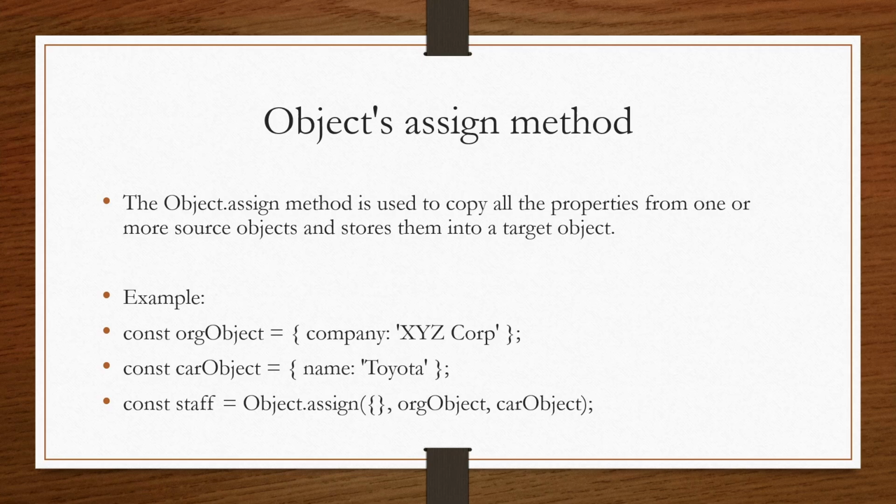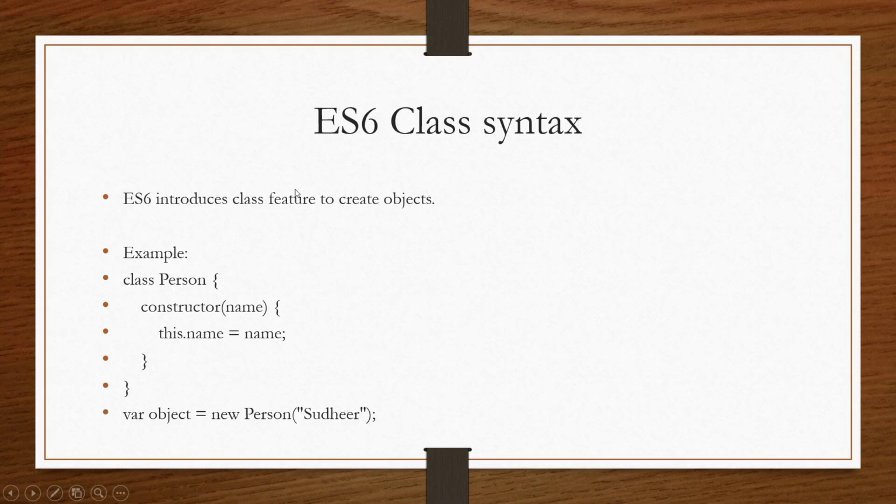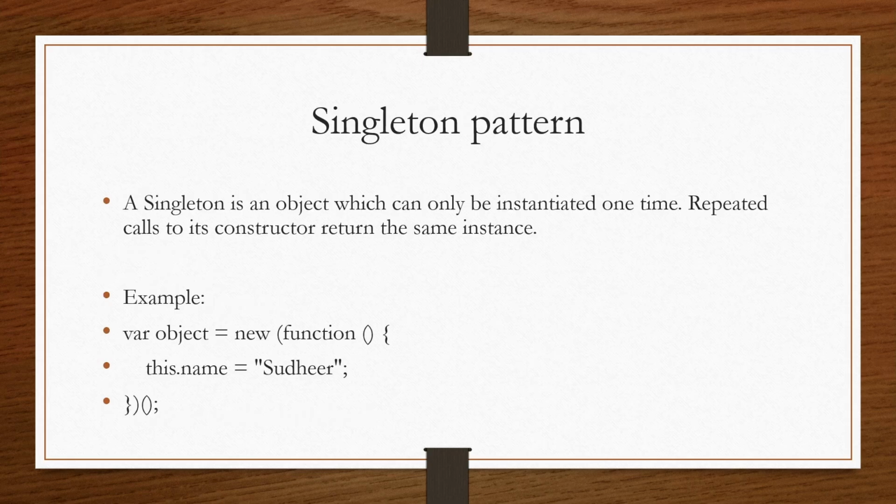Another method is the Object.assign method. This method copies all the properties from one or more source objects into the target object. This is a great way to combine multiple objects into one. Now coming to the ES6 class syntax. Basically, using the class you can create an object in a manner similar to other programming languages like Java or C#. Finally, we have the singleton pattern.